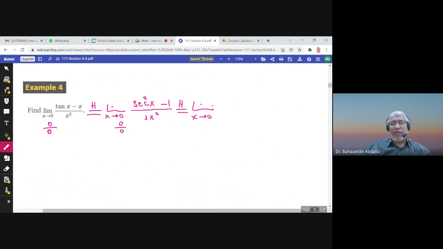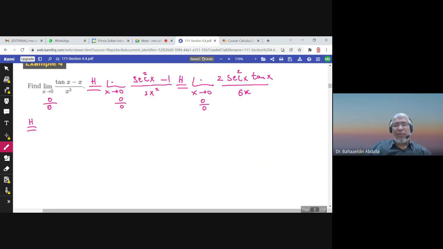What is the derivative of secant squared? Using the chain rule, this is 2 times secant x times the derivative of secant x, which is secant tan. So I'll have 2 secant squared x tan x. The derivative of 1 is 0. The derivative of 3x squared is 6x. tan 0 is 0, and 6 times 0 is 0. So this is again 0 over 0. I'll use L'Hopital's again.